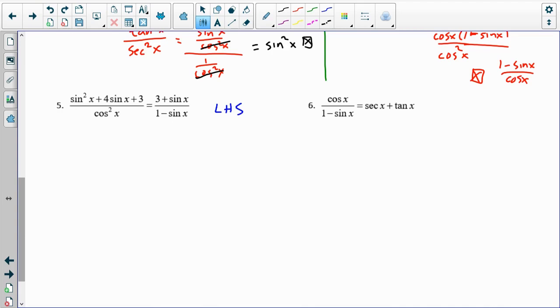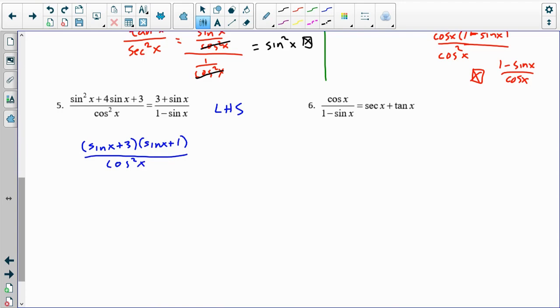So if we take a look at this problem, this is a factoring problem. If I look at the numerator, if I had a problem, x squared plus 4x plus 3, and I was told to factor it, that hopefully wouldn't be that much of an issue. It'd be x plus 3, x plus 1. Well, I'm just basically replacing all of those x's with sine of x. So this is sine of x plus 3 times sine of x plus 1 over cosine squared. So I just factored the numerator.